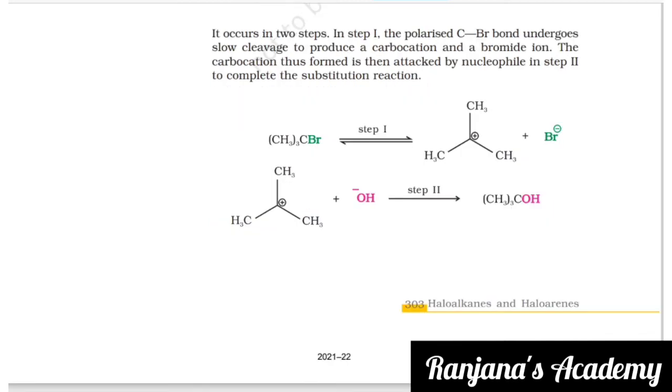In step 1, the polarized C-Br bond undergoes slow cleavage to produce a carbocation and a bromide ion. So what does it produce in the slow cleavage process? It produces a carbocation and a bromide ion. Can you see here? A carbocation and a bromide ion, right? The carbocation thus formed is then attacked by the nucleophile in step 2 to complete the substitution reaction.